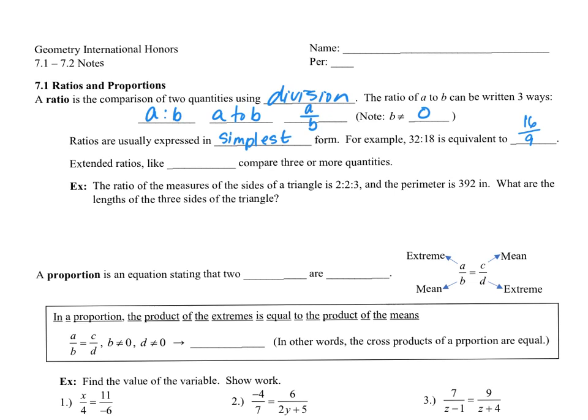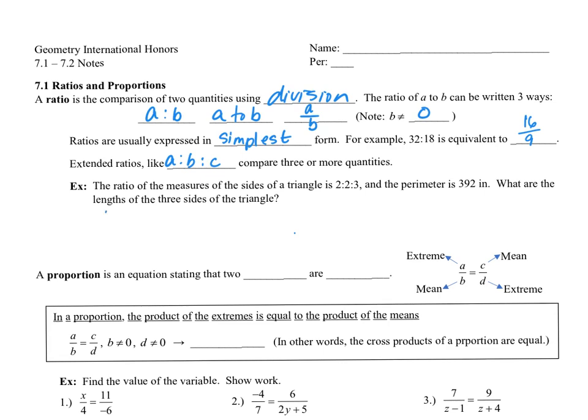Okay, sometimes we'll see extended ratios like A to B to C. That's when we're comparing 3 or more quantities. So let's take a look at where we might use an extended ratio, like in this example. The ratio of the measures of the sides of a triangle are 2 to 2 to 3, and the perimeter of that triangle is 392 inches. So the question is, what are the lengths of the 3 sides of the triangle? Now, it's important to realize that 2 and 2 and 3 are not the lengths. Obviously, if the perimeter is 392, remember the perimeter would be the sum of those 3 sides, and 2 plus 2 plus 3 does not equal 392.